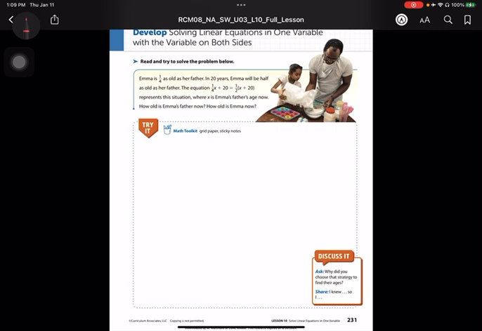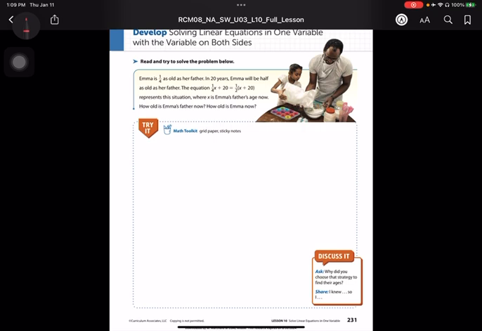3, 2, 1. Emma is 1/4 as old as her father. In 20 years, Emma will be half as old as her father. The equation 1/4 x plus 20 equals 1/2 times the quantity x plus 20 represents this situation where x is Emma's father's age now. How old is Emma's father now? How old is Emma now?